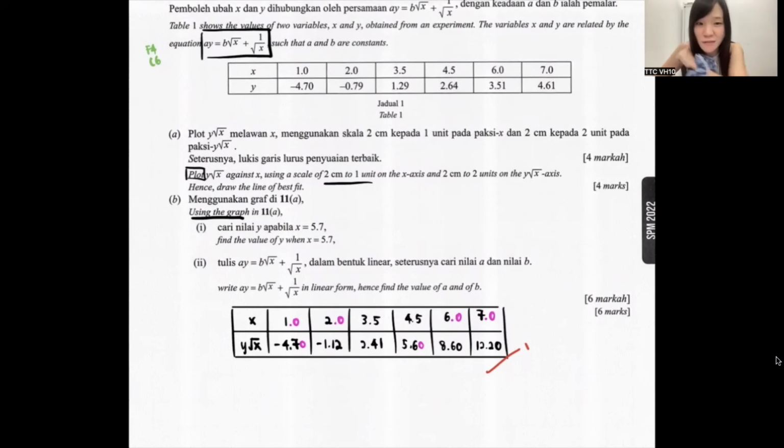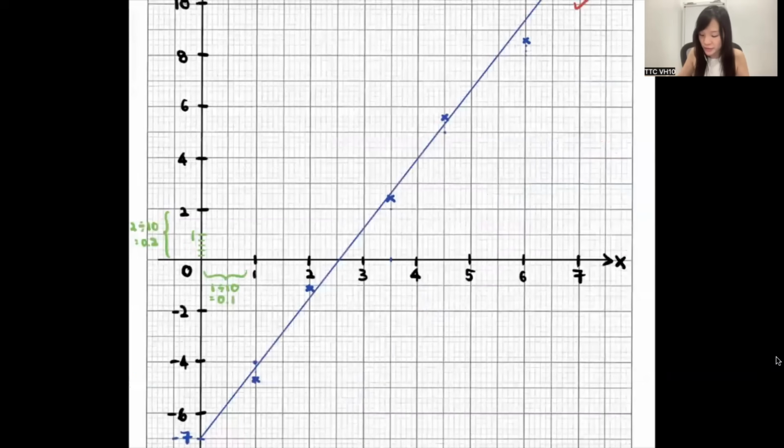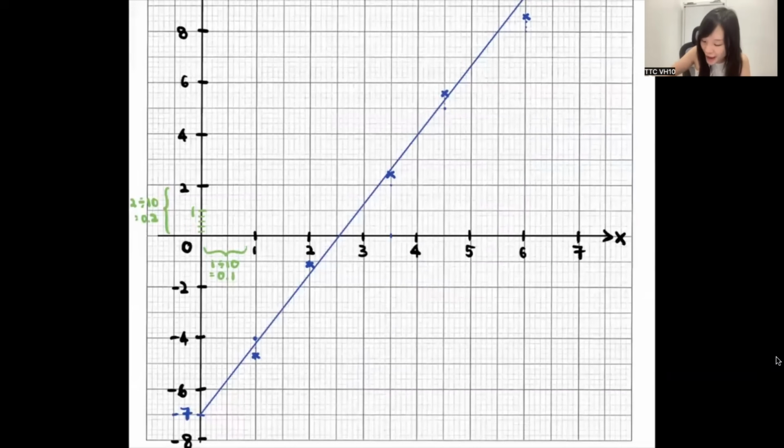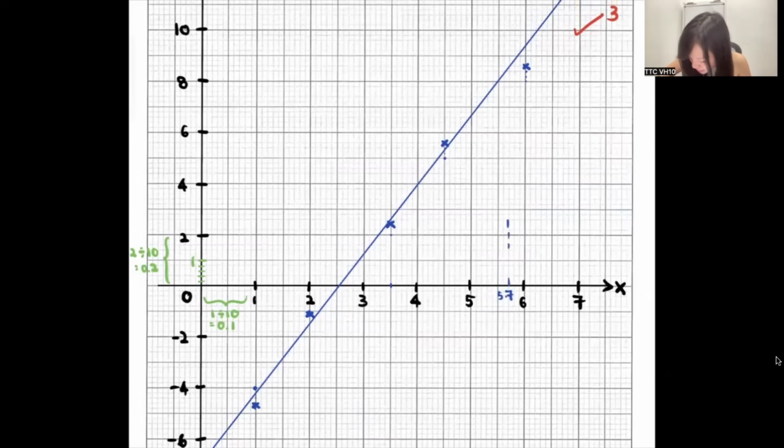You must use the graph. So the first one, they say, find the value of y when x is 5.7. So you must use the graph. So let's go to the graph, look for 5.7. So the x, we're going to look for 5.7. 5.7 is here. No need to write 5.7, I just write because I'm a teacher. I'm scared you guys don't know where it is. So I draw 5.7, dotted line.